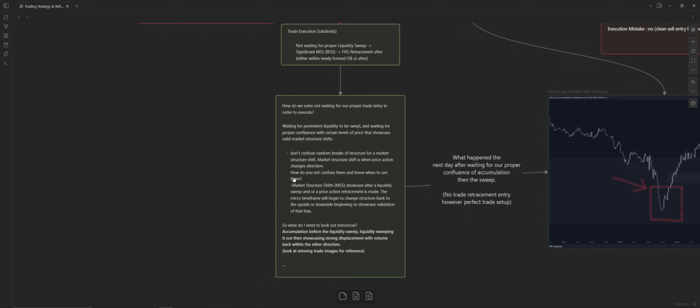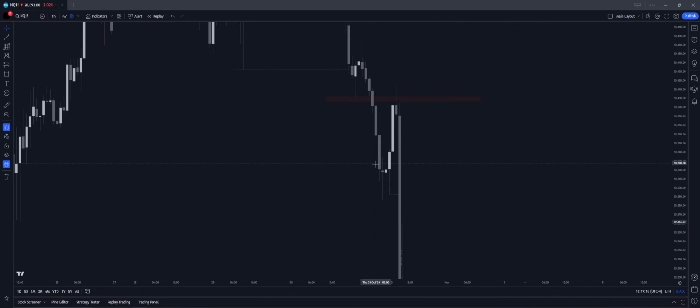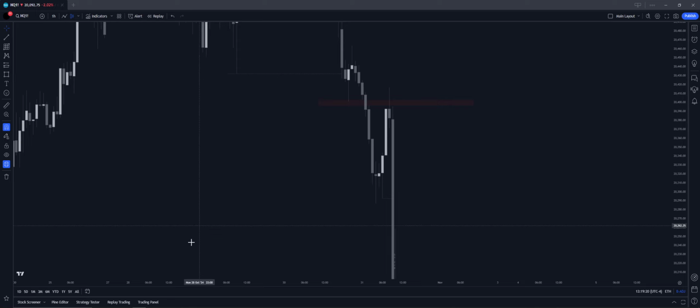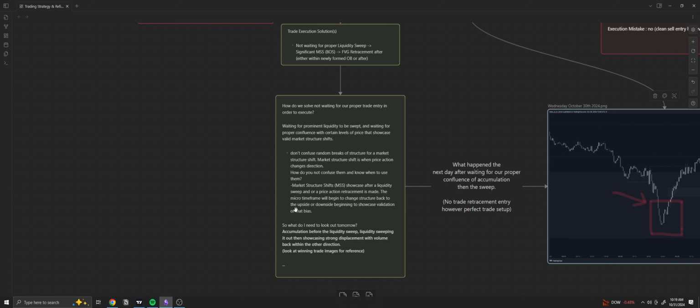Market structure shift is when price action changes direction. How do you not confuse them? I want to use market structure shift showcased after a liquidity sweep and or a price action retracement is made. The micro time frame will begin to change structure back to the upside and or downside in order to showcase a validation of that bias. Now, we know this is the market structure shift. This is the definition of the market structure shift. So, right here, we were solely looking to implement and see.